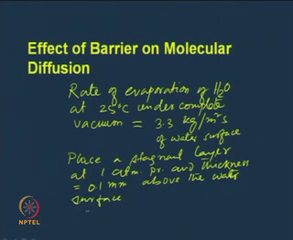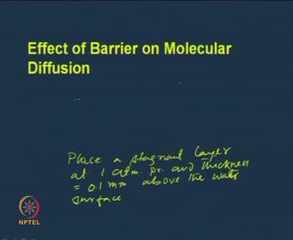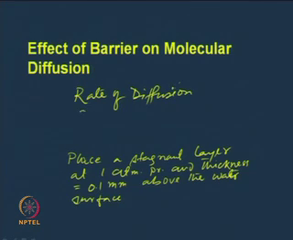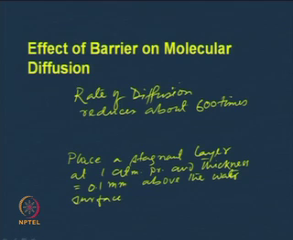Then the rate will decrease by about 600 times. The rate of diffusion reduces by about 600 times. So, the effect of barrier on molecular diffusion is very important.